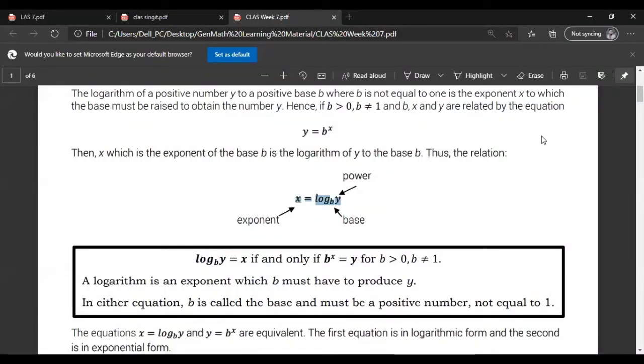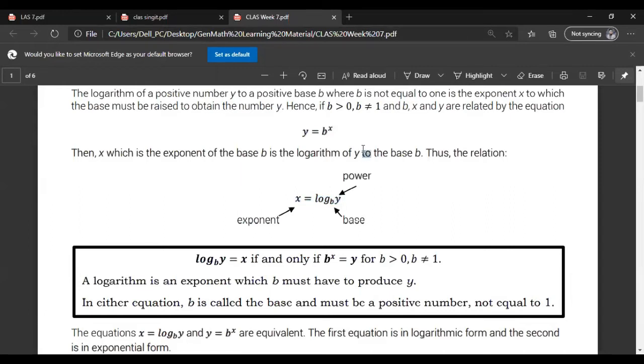So, our topic for today is all about logarithmic functions. As I've said earlier, if we have y is equal to b raised to x, therefore, we can rewrite that exponential equation as a logarithmic equation. From y is equal to b raised to x, we have x is equal to the logarithm of y with the base b, or to the base b.